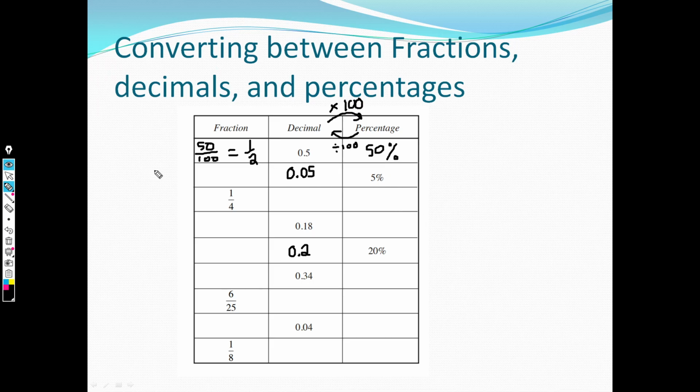This 5%, that's 5 per 100. That means 5 out of 100. When you divide top and bottom by 5, you're going to get 1 over 20. 20%, that's going to be 20 over 100. If you want to simplify this, you divide top and bottom by 20. 20 divided by 20 is 1, and 100 divided by 20 is 5. So 20% is 1 over 5 as a fraction.